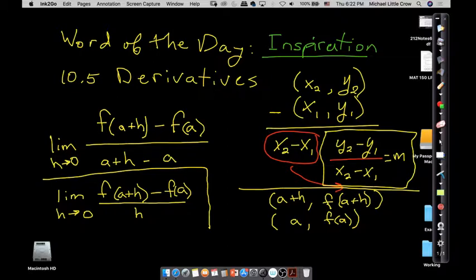Yes, sir. So you have y2 minus y1. Mm-hmm. And at the bottom you have x2 minus, okay, got it. Yeah.